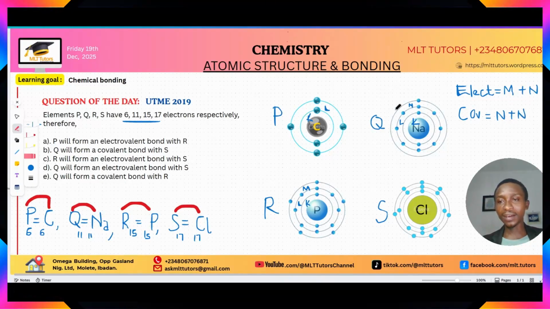Now the next thing we need to understand is which of these elements P, Q, R, and S are metals and which ones are non-metals. Because the moment we can identify the ones that are metals and non-metals, it will make it easier for us to know the kind of bond that is formed. Okay, so how do we now know if an element is a metal or a non-metal? Very, very easy. We just use our knowledge of the periodic table.